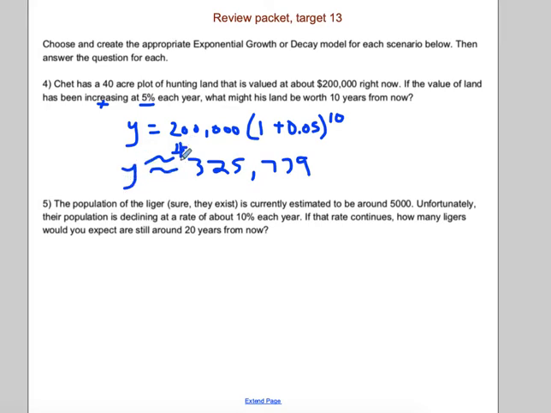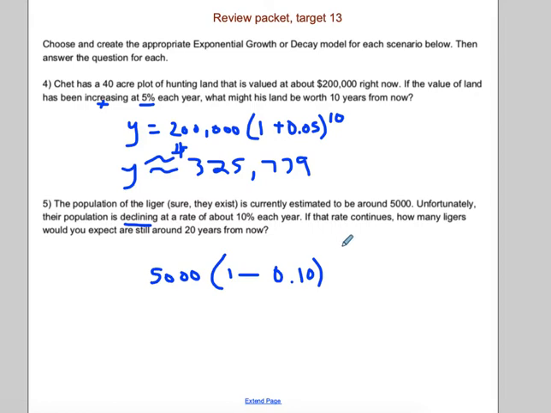The population of the liger, number 5. Yeah, the liger, sure they exist, is estimated to be about 5,000. So there's 5,000 ligers right now. Oh, but the population is declining. Declining means they're going down. It's negative. So that's going to be 1 minus 10%. 10% is 0.1. Now, some people put the 1 0, and that's fine if you do. You don't need a 0 if it's at the end.